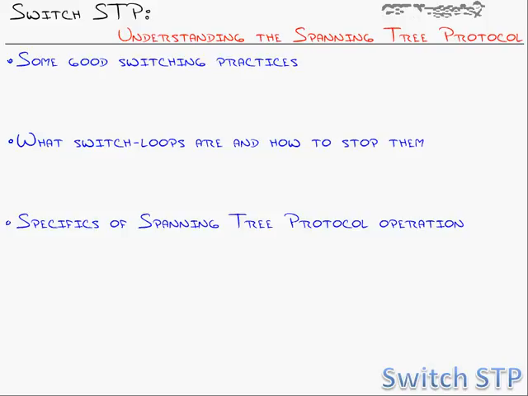We'll then look at what switch loops are, because that's one of the crises that you run into when you're setting up a large switch network. And then we'll see how to stop the switch loops. I'll give you the answer right now. It's spanning tree protocol. So after we talk about what spanning tree does, we'll get into the specifics of spanning tree operation. Spanning tree is one of those protocols that has a very simple goal, but there's a lot of complexity in how it accomplishes that goal.